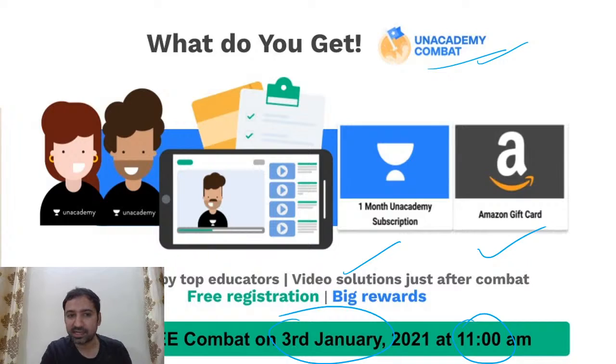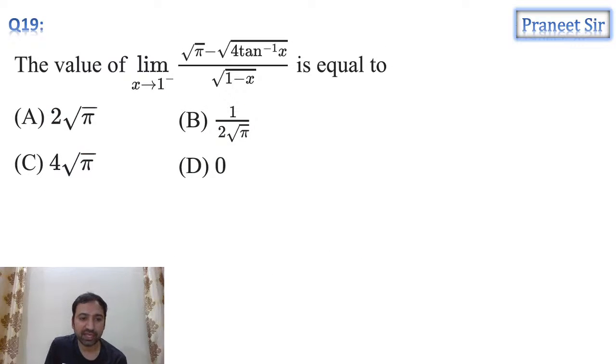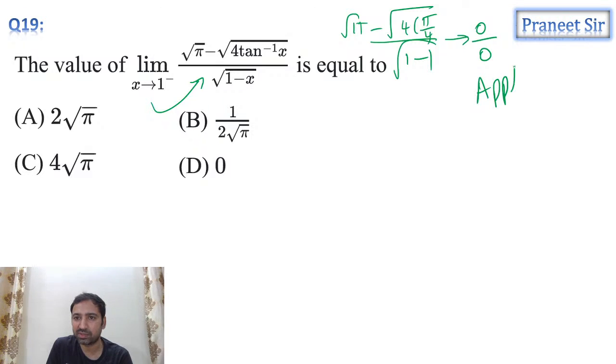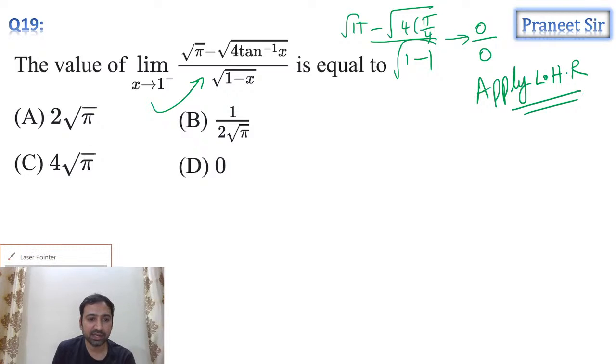Right. Chalo guys, let's start then. So this is the first question we have. When we substitute x equals 1 minus here, what are we getting guys? We are getting root pi minus square root of 4 into pi by 4 by square root of 1 minus 1, which is 0 by 0. So can we apply L'Hospital rule? As we are getting 0 by 0, can we apply L'Hospital rule? So let's apply L'Hospital rule.